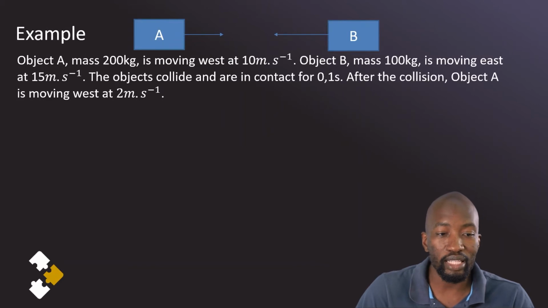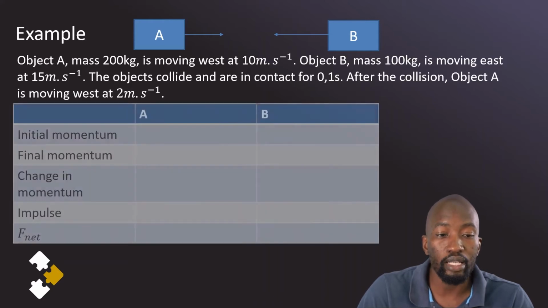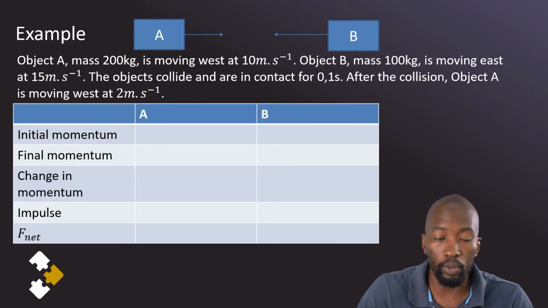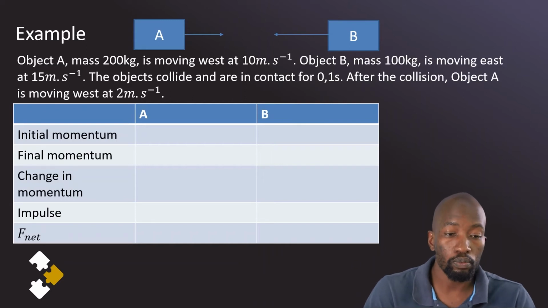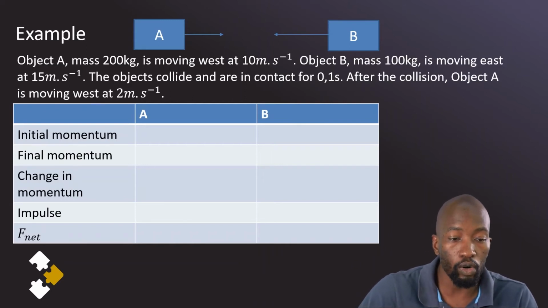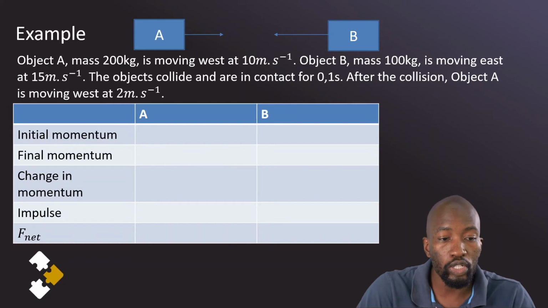Now, let's look at this example here. Object A with mass 200 kg is moving west at 10 meters per second. Object B with mass 100 kg is moving east at 15 meters per second. The objects collide and are in contact for 0.1 seconds. After the collision, object A is moving west at 2 meters per second. Now let's see what they want us to do. They want us to complete the table. Let's try to do that.